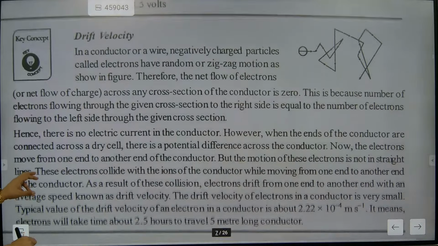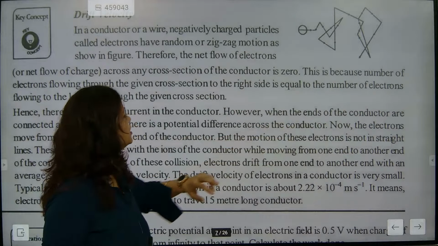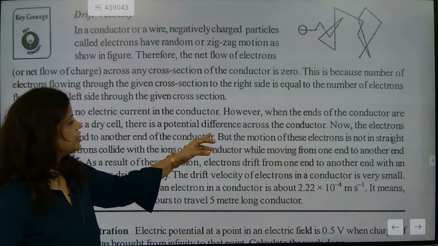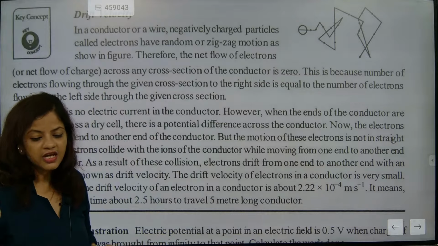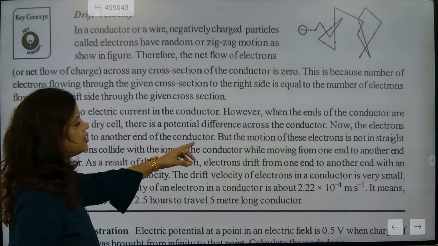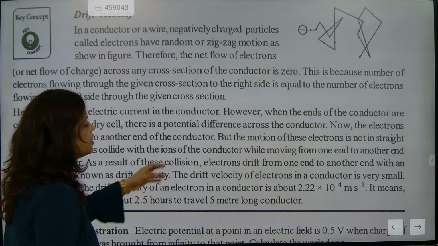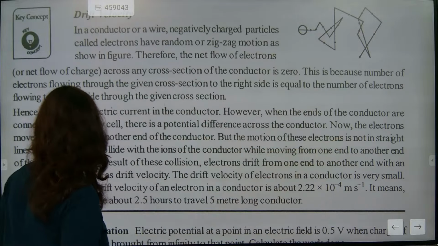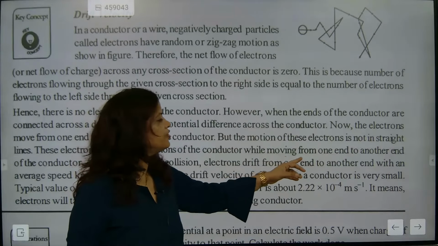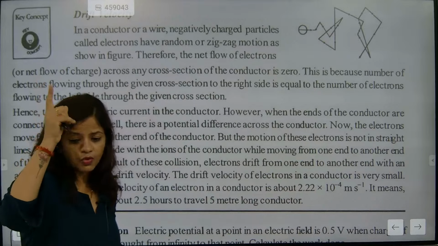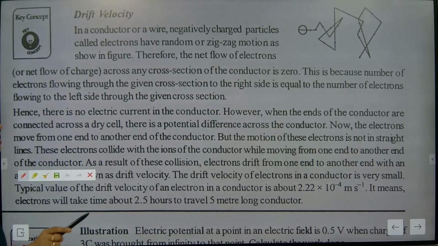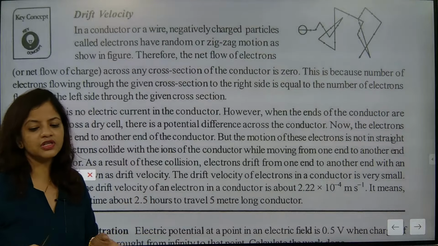So now let's check this one out. When the ends of the conductor are connected across a cell or battery, a potential difference across the terminals is generated. The electrons move from one end to the other, from negative towards positive. But the motion of these electrons is not in a straight line. Hence, the electrons collide with the ions of the conductor while moving from one end to the other. This is the most important point, children. Remember this one.